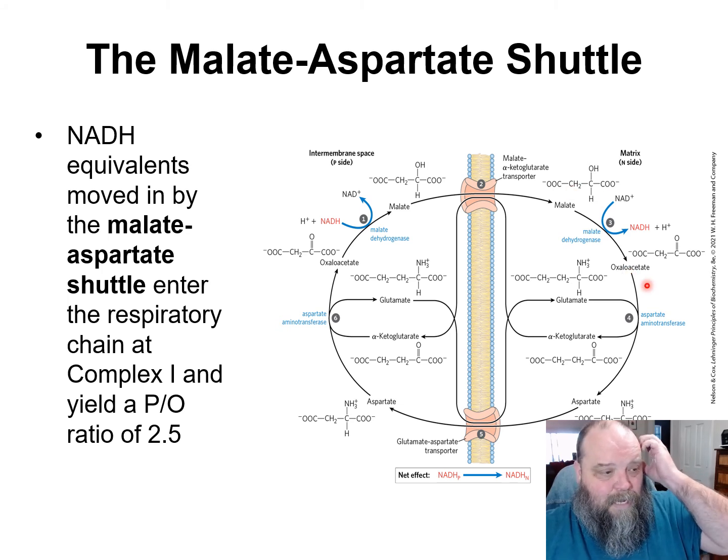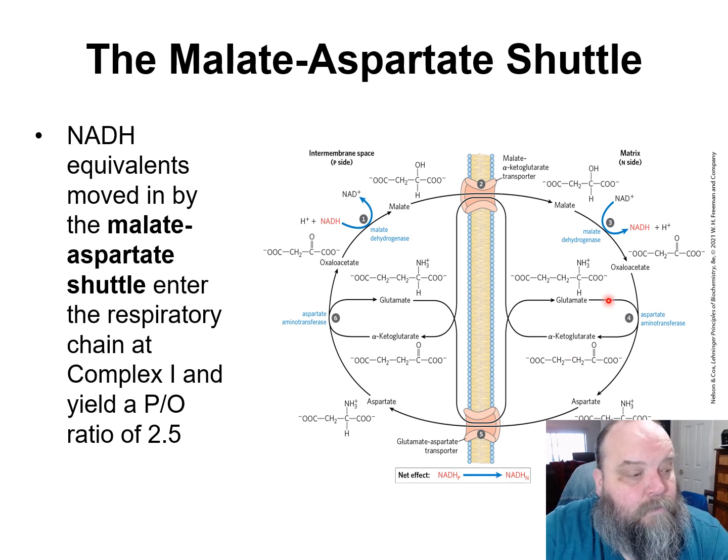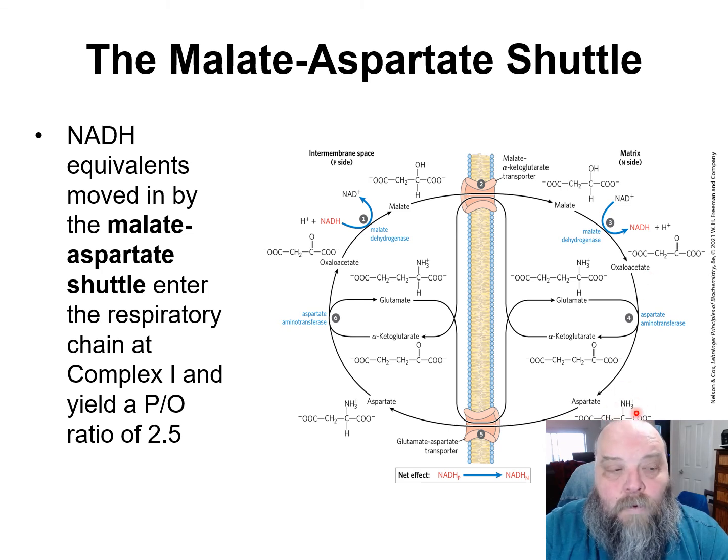Well, you can't have that oxaloacetate outside there. So you're going to take oxaloacetate and convert it to aspartate using glutamate and alpha-ketoglutarate. The difference between oxaloacetate and aspartate is this amino group. Where are you going to get the amino group? From glutamate. Turn glutamate into alpha-ketoglutarate by stripping off the amino group and transferring it to make aspartate. Well, there's a glutamate-aspartate transporter. Boom. Out it goes.